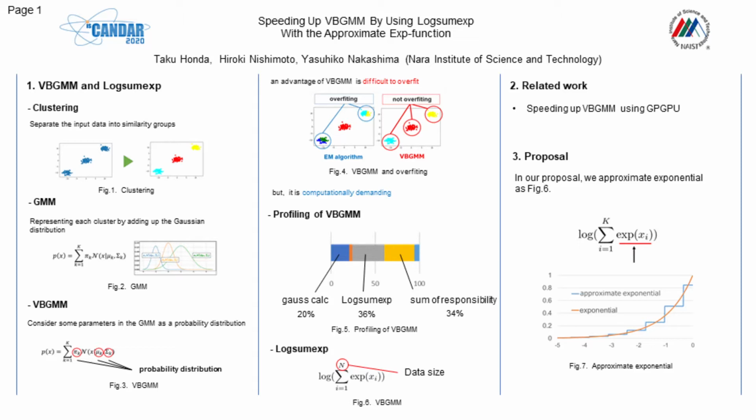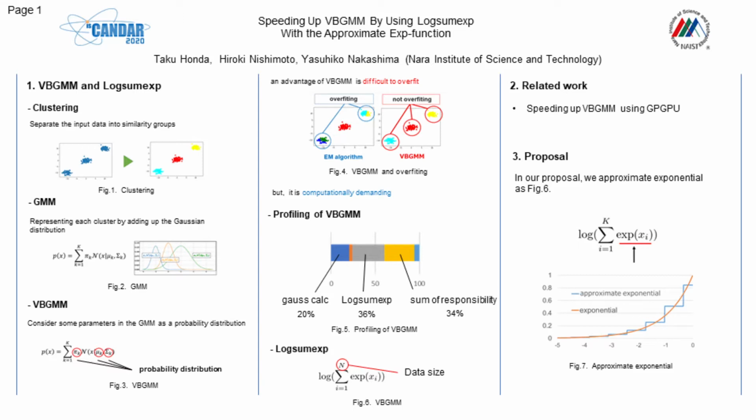My presentation title is Speeding up VBGMM by using logarithm exponential with the approximate exponential function. In my presentation, the first section is an explanation of VBGMM and logarithm exponential. Next is related work. And next is proposal and evaluation and result. Finally, discussion and future works.